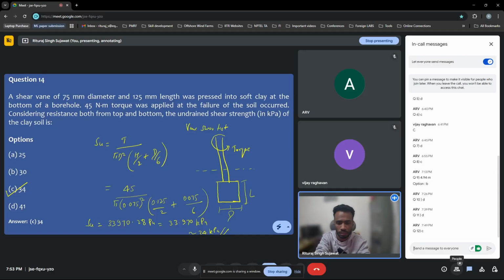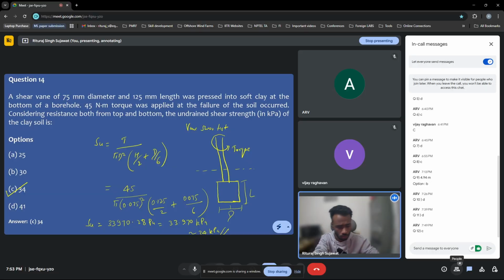So it's straightforward. Once you know the formula and how the vane shear blade works, you can calculate the undrained shear strength value. This is one of the widely used geotechnical investigation techniques in our domain.